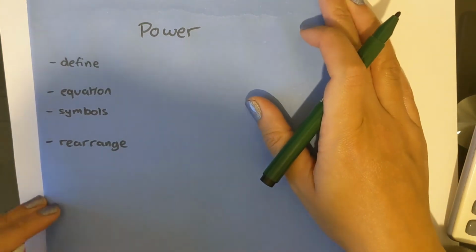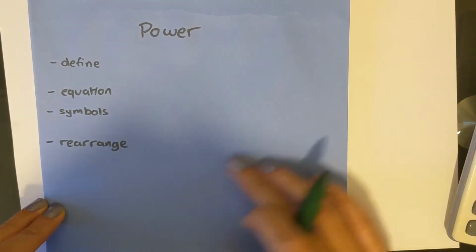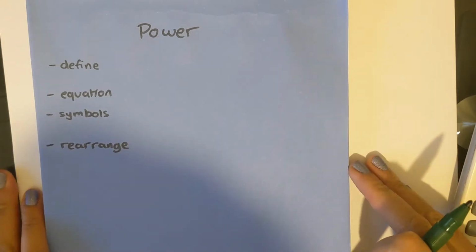I'm trying something a little bit different. I'm using blue giant post-it notes, so do give me feedback on what you think of this in terms of being able to see what we're talking about.